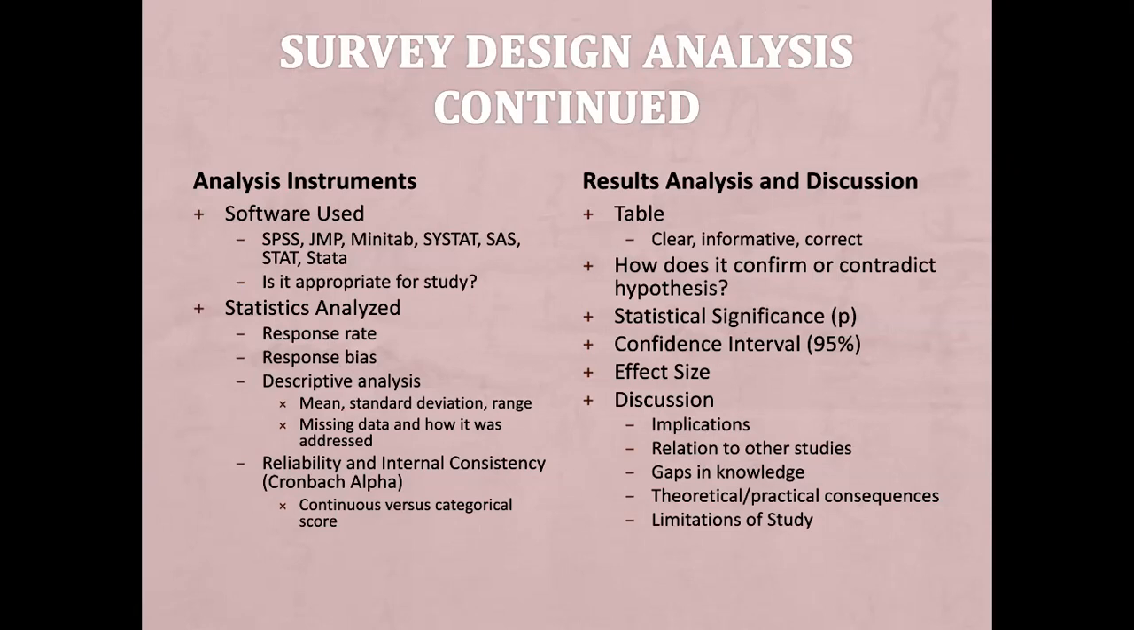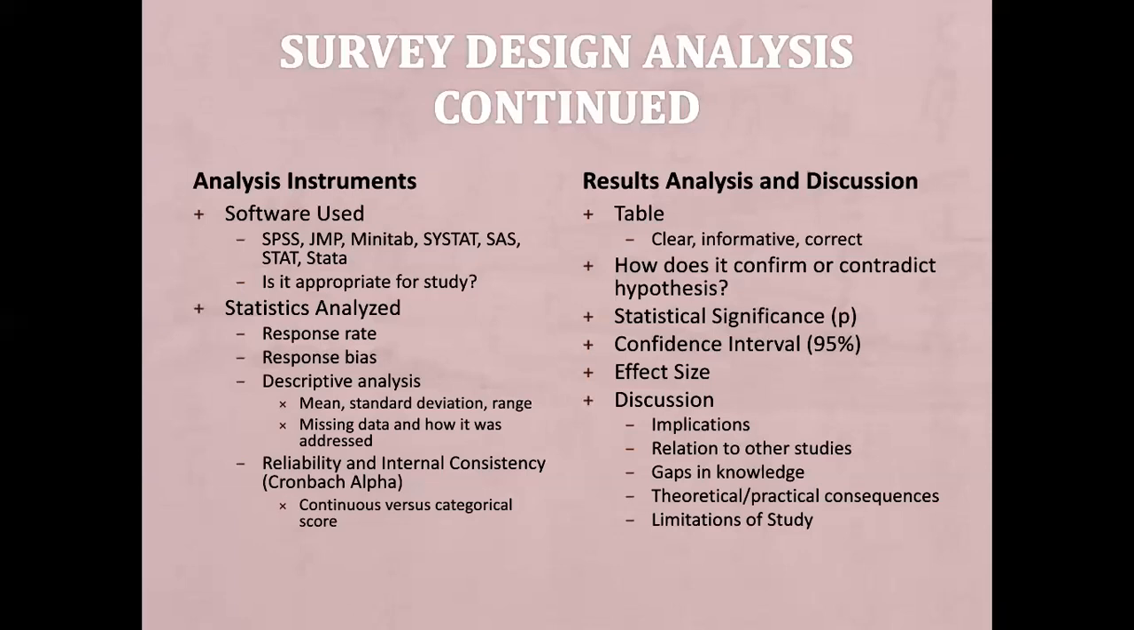Typically, with a survey, we're looking for things like the mean, the standard deviation, and the range. And if they don't provide that, or if they don't have any of that data that they were able to collect, do they talk about why they didn't collect that data? Do they talk about how that missing data impacts the reliability of the study and the outcome of the results?